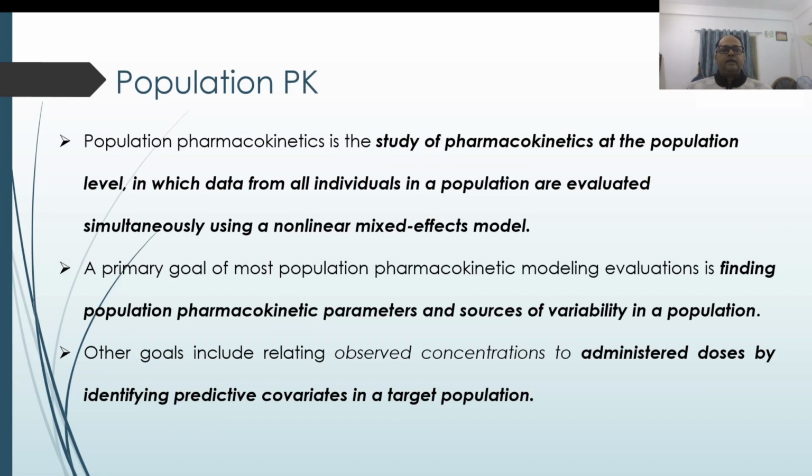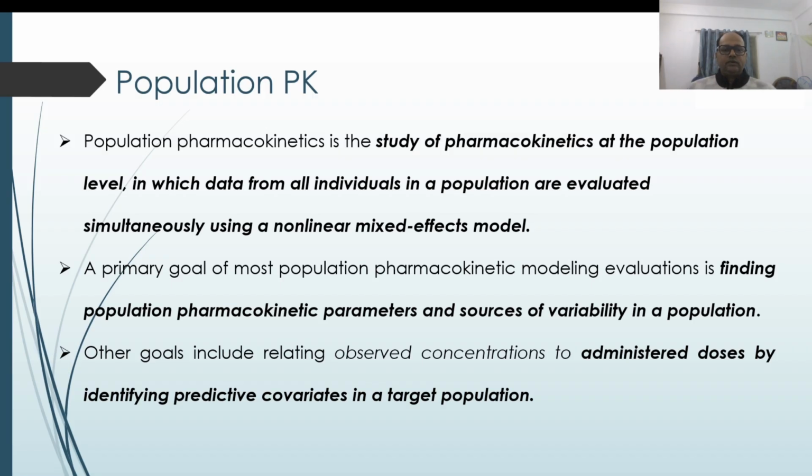Population pharmacokinetics is the study of pharmacokinetics at the population level, in which data from all individuals in a population are evaluated simultaneously using nonlinear mixed effect models. A primary goal of most population pharmacokinetic modeling evaluation is finding population pharmacokinetic parameters and sources of variability in the population.